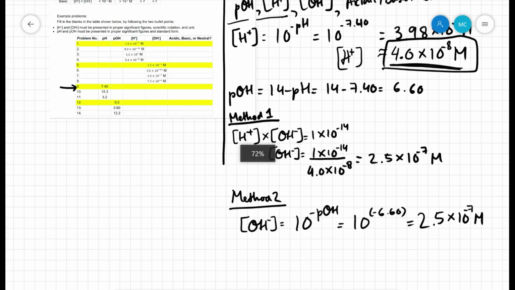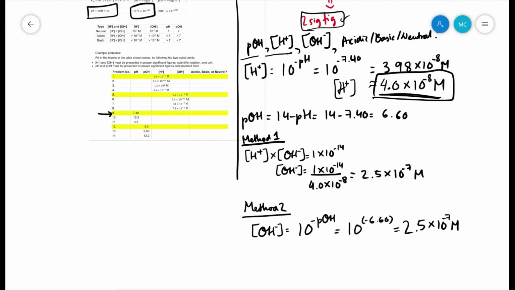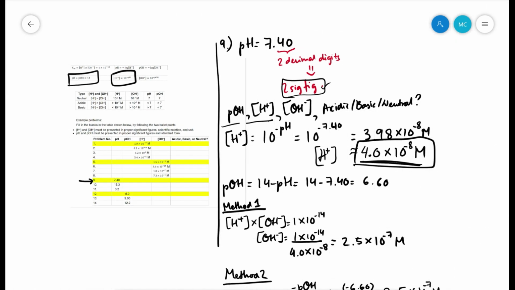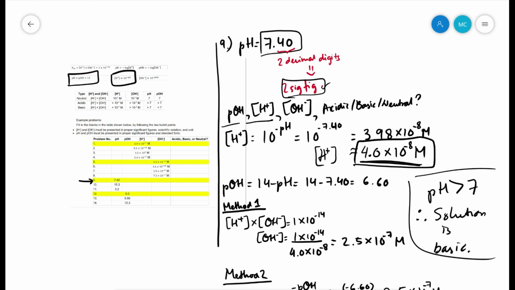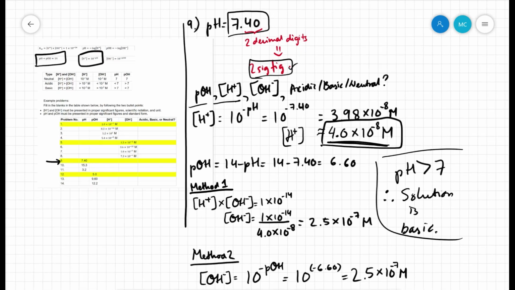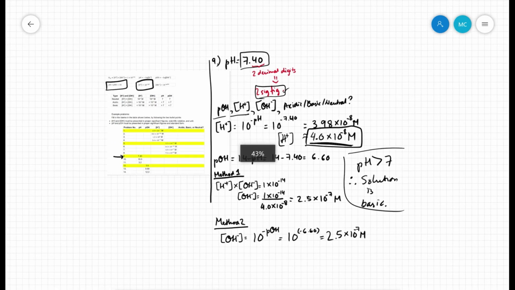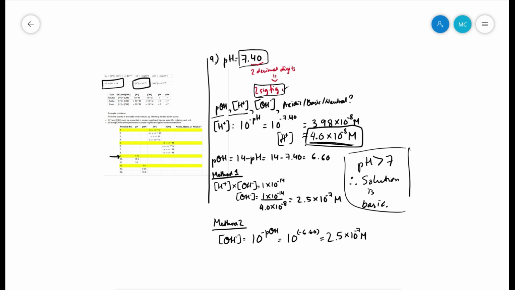Okay. And lastly, how do you decide if it is acidic, basic, or neutral? You look at the pH. The pH here is actually greater than 7, so therefore the solution is basic. Okay, so there you go, number 9. Let me zoom out a little bit so you can look at the entire thing.